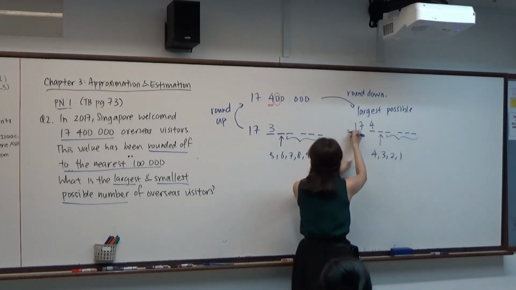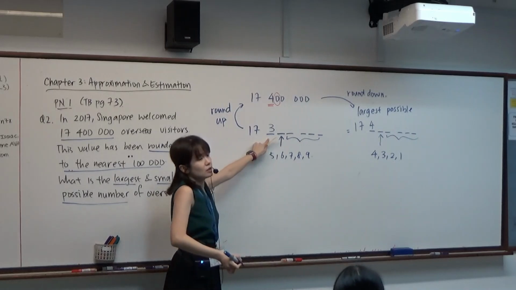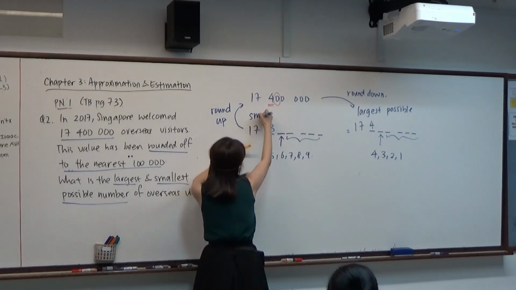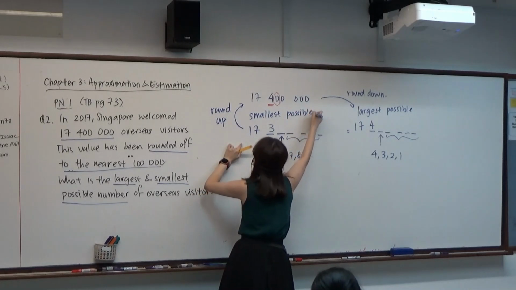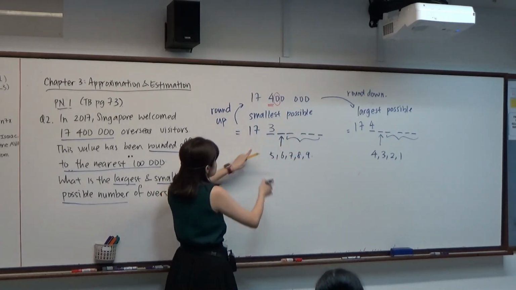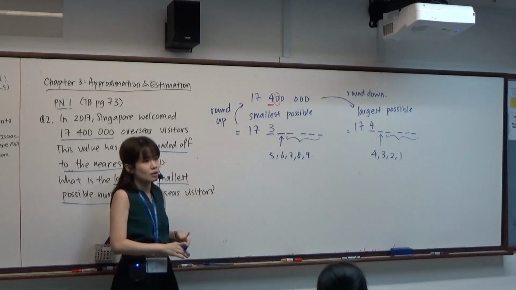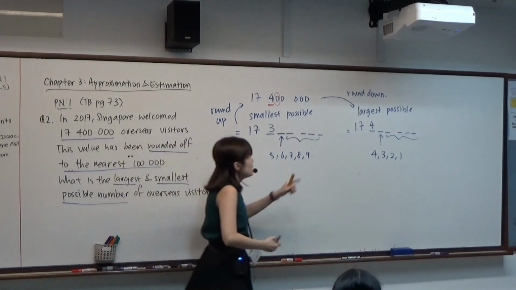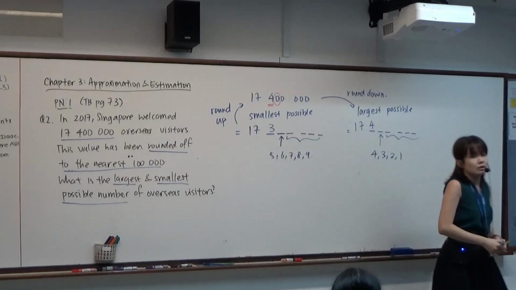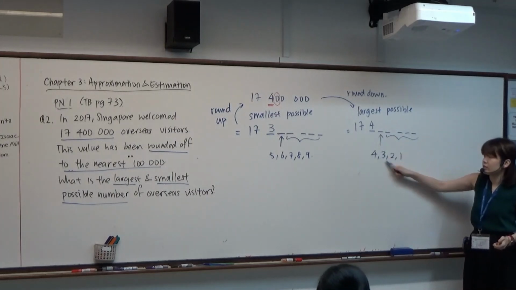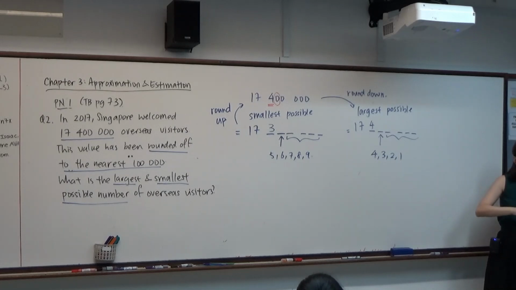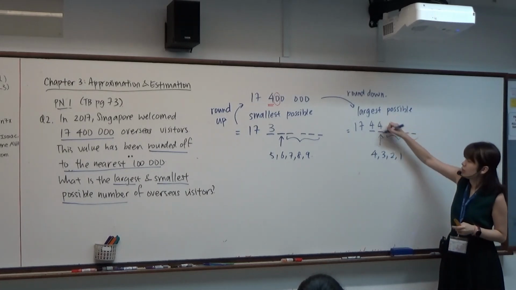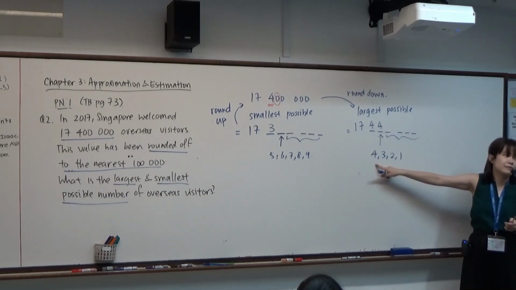Because 4 is bigger than 3, right? Okay? And then the smallest possible will have to come from rounding up. Okay? So, largest possible, which is a digit that we should place over here? If I'm aiming for largest possible, should put a 4, right? Okay? Because 4, 3, 2, 1, 4 is the largest one.